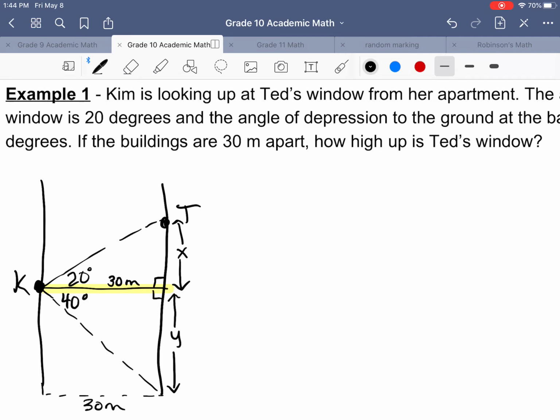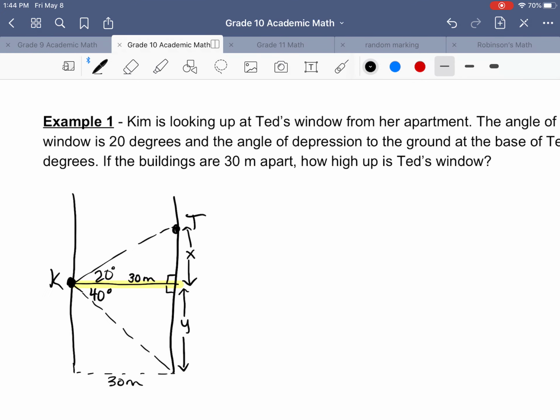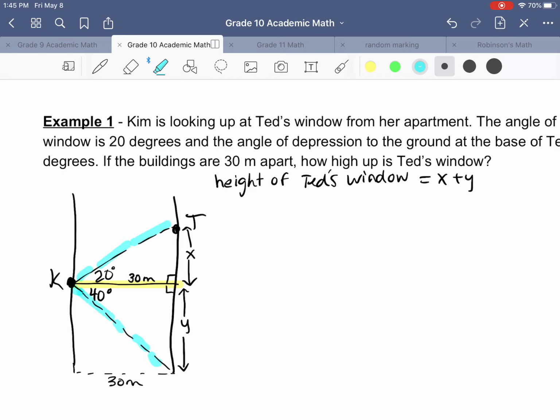So we need to find the height of Ted's window. So height of Ted's window is going to be equal to X plus Y. So we need to solve for X and Y and then add those two together. So we have these two right triangles, and you'll notice that we have this dashed line, the one that I'm highlighting in blue right now. Those are the hypotenuse of the triangles, and we're not given that, and we do not need to find it. So if we are not going to be using the hypotenuse, that means if we're looking at primary trig ratios, that we're going to be using the tan ratio.